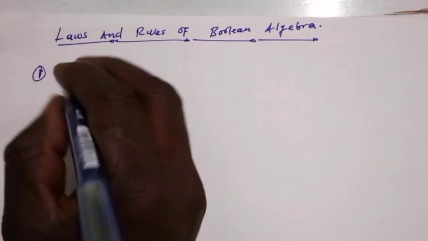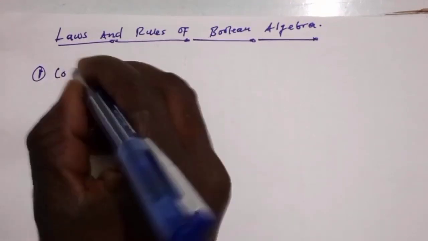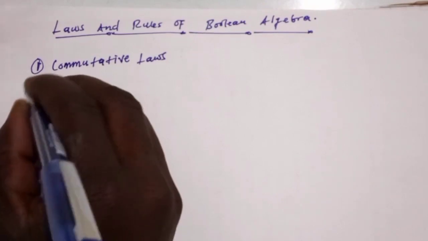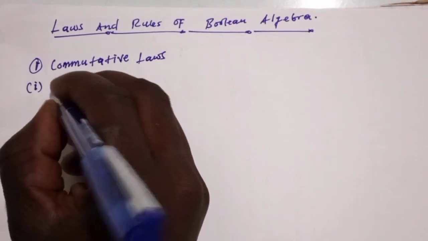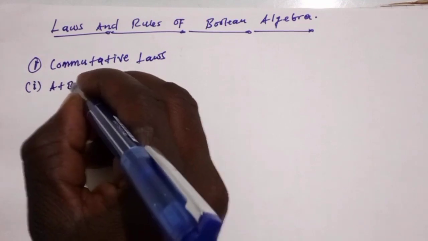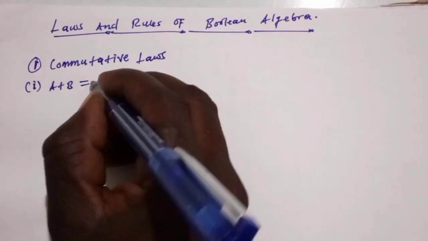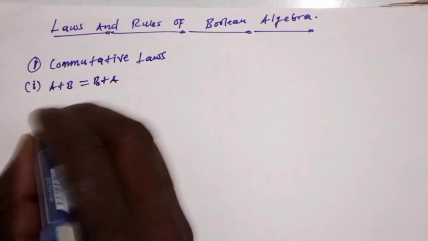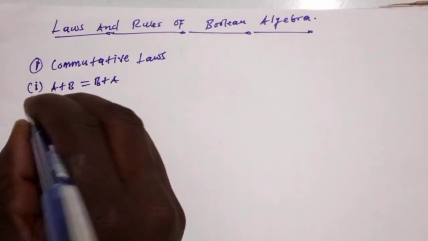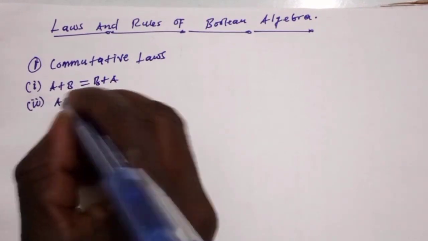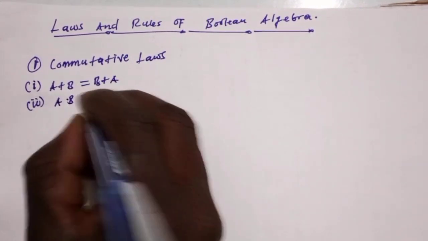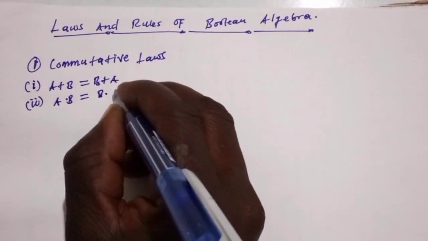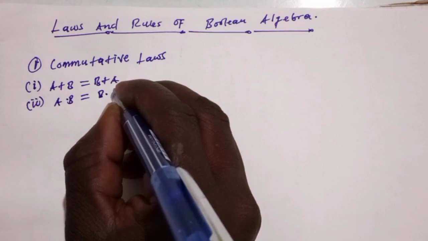We have law number 1, which is the commutative law. This is formula number 1. If you have A plus B, you can say B plus A. This means the same thing. Then for Roman numeral 2, if you have A multiplied by B, you can do the same here: B multiplied by A.